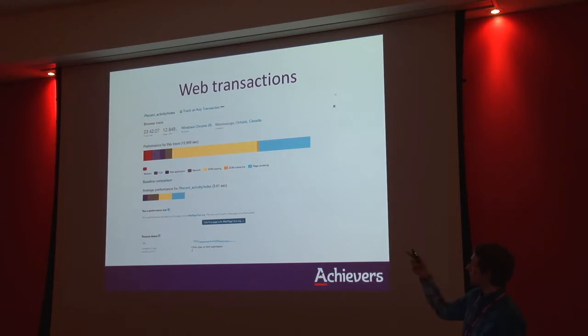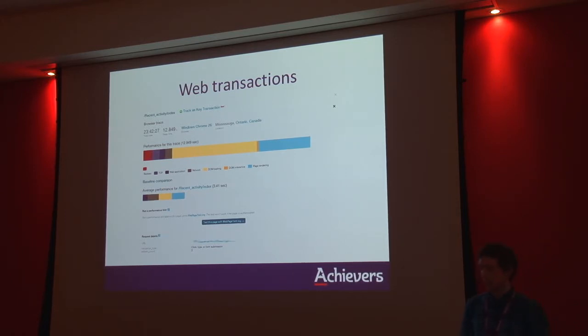So in this case, someone from Mississauga using Chrome 26 hit a page, and you can see the breakdown on times in how it is. So in this case, DOM loading took by far the most amount of time for this person. And you get to see how it compares to your baseline. So you can really easily see that this person had a bad experience. They were waiting 12 seconds for the page to load, which is 6 times worse than what we want to get to.